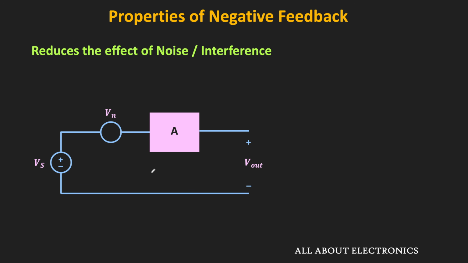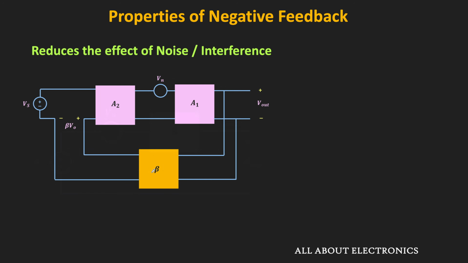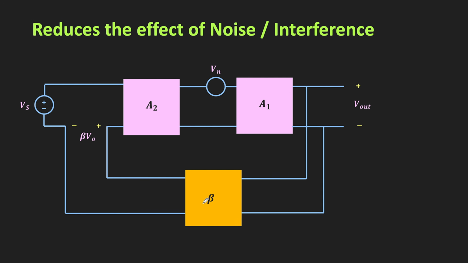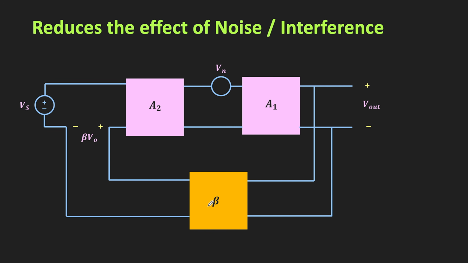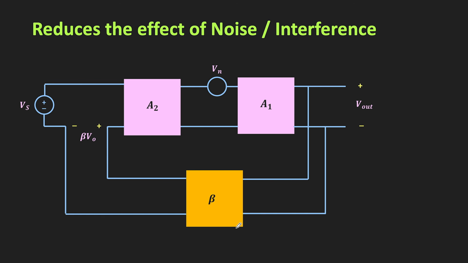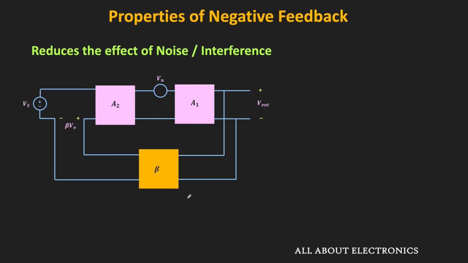So what we can do? We can place this amplifier just before the noisy amplifier. And then after, we can apply the feedback around the cascaded stage in such a way that the overall gain of the amplifier circuit will still remain the same. So here, this A2 is the clean amplifier and this A1 is the noisy amplifier. And this A2 and A1 are the gain provided by each amplifier. And here, this beta is the feedback factor of this feedback network.